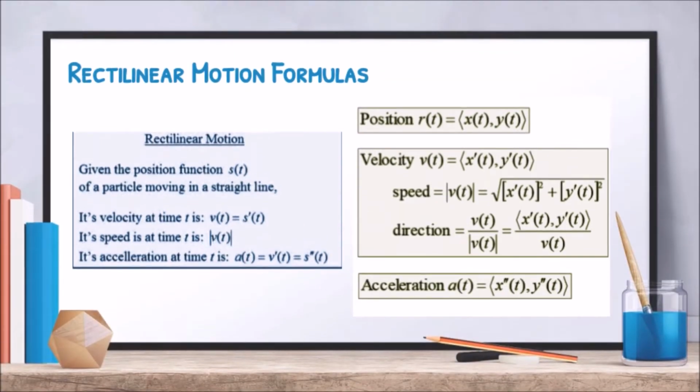The position function can be depicted as s of t for a particle moving in a straight line or a linear fashion, and velocity is v of t or s prime of t, whereas speed is the absolute value of velocity, and acceleration is a of t, which is the same thing as v prime t or s double prime t.